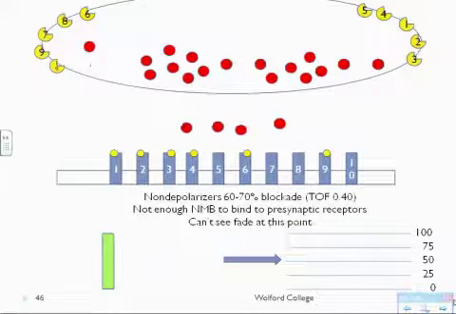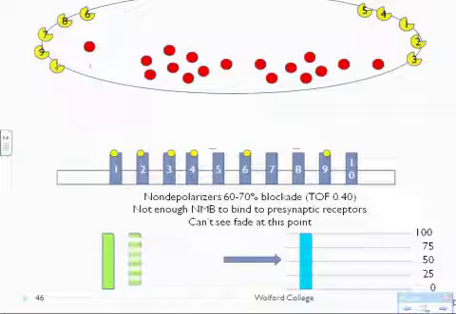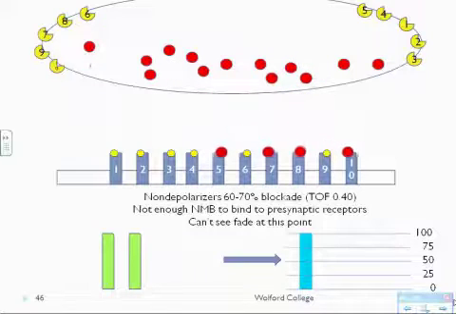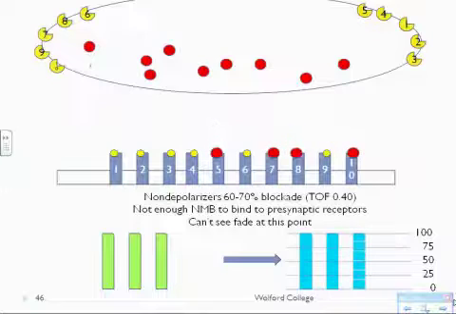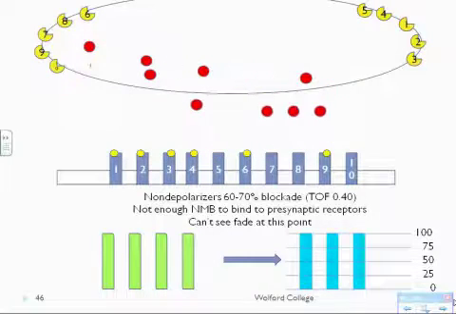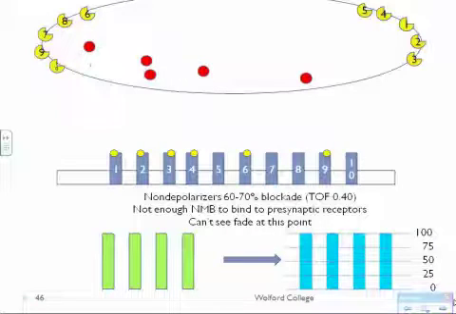If you look at 60 to 70%, okay, now you have no more prejunctional effects at all. Okay, this is a train of 4. Gives you equal height each time. Okay, but you still remain at 60 to 70% blockade. You literally cannot see the fade.